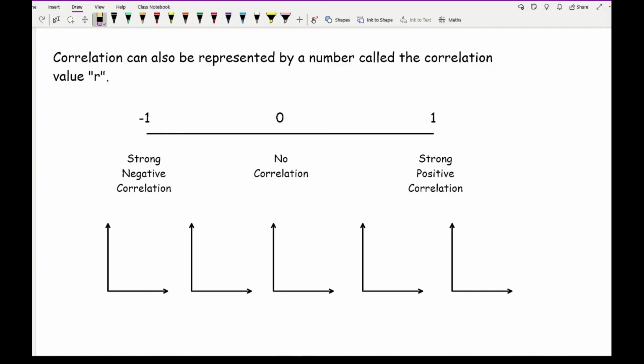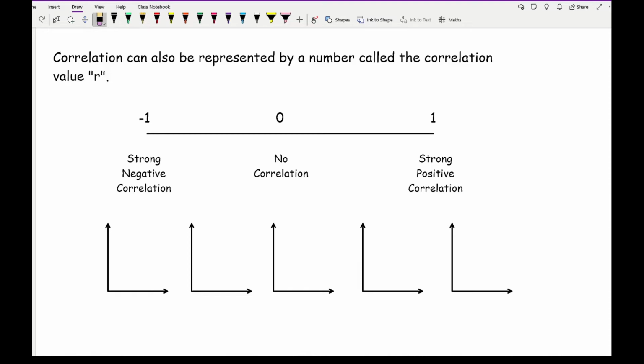Now, at a higher level of statistics or mathematics, correlation can also be represented by a number that we call the correlation value, and it's usually symbolized as the value of R. Your R value that represents correlation is a number between -1 and +1. -1 means that it's got strong negative correlation, 1 means it's got strong positive correlation, and a value that's close to 0 would mean that it's got no correlation.